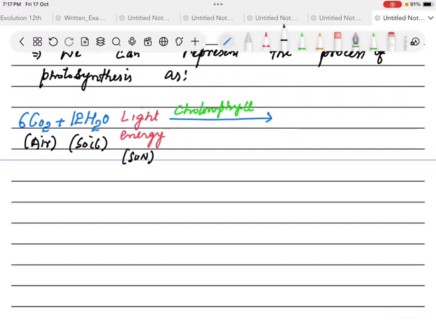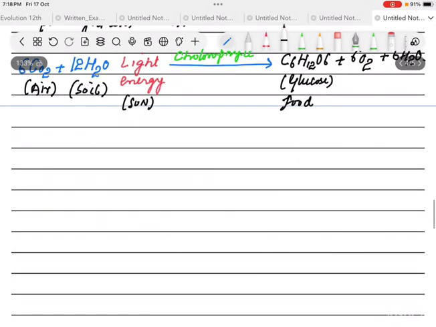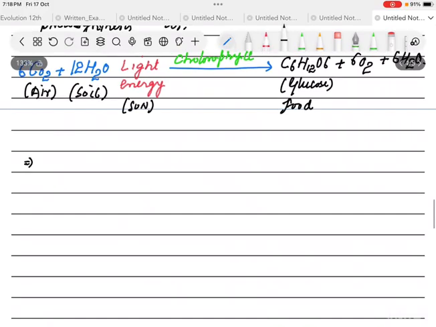By performing the process of photosynthesis, we get C6H12O6. That's the simplest of the foods. That's glucose. What is glucose? It's a type of food. And there's also evolution of oxygen gas. Oxygen gas is also released, and there is also some loss of water because of the process of transpiration.